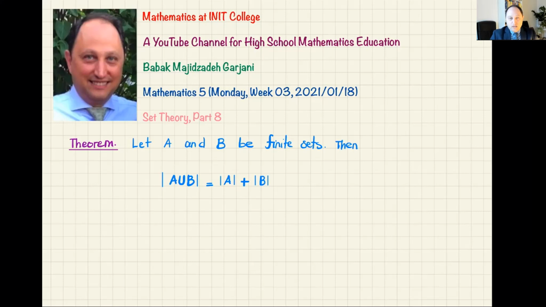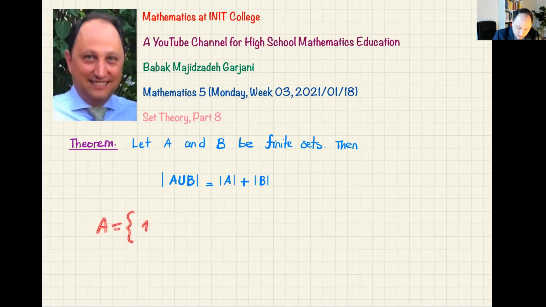This sometimes intuitively seems to be right. The number of elements in the union is equal to the number of elements inside A plus the number of elements inside B. Do you agree with this statement in general? No, not at all. Yes, it is clear that this is not correct. For example, let me just write something and I will clean this.